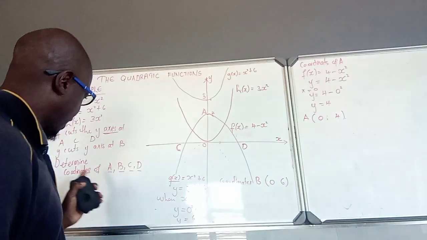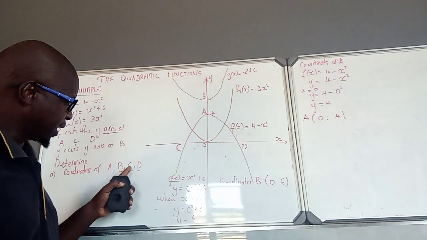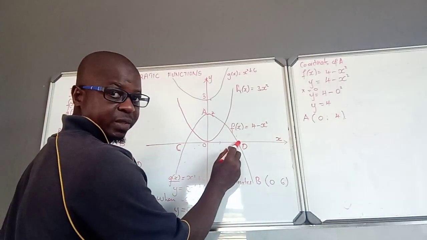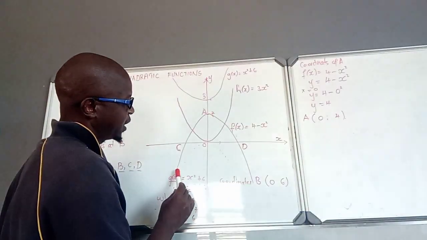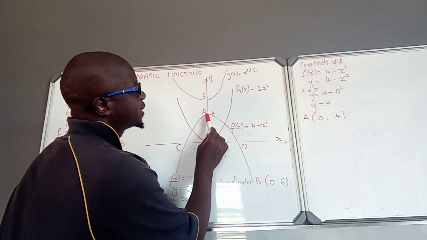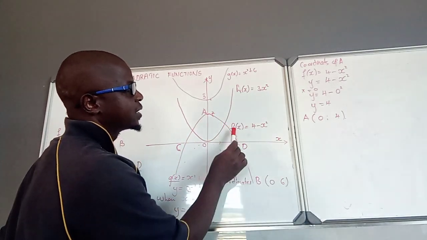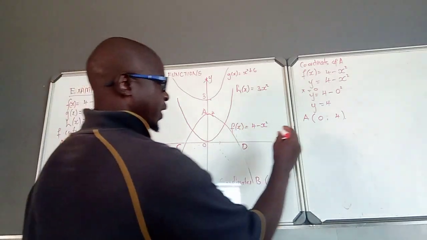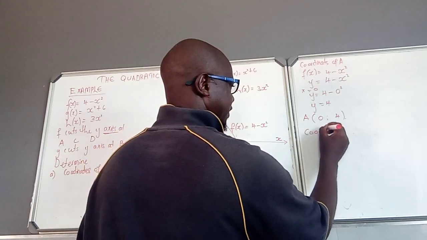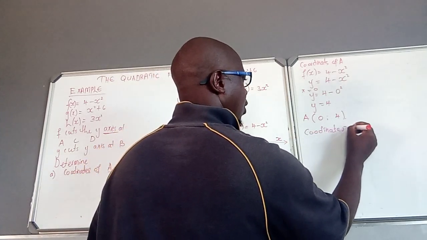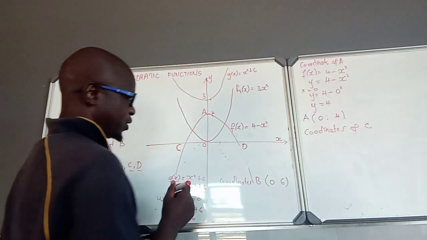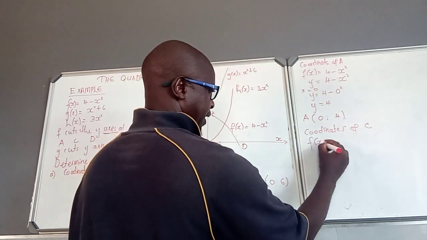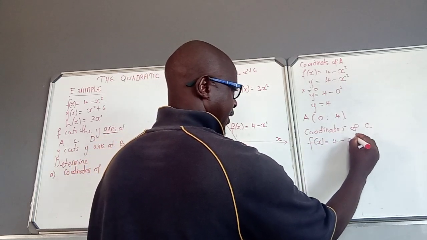We still want to go ahead and find the coordinates of C and D. So coordinates of C and D, this is where our C is, this is where our D is, and we find that these coordinates lie on this function, f of x is equal to 4 minus x squared once again. So for the coordinates of C and D, what equation are we going to use? We're going to use the function f(x) is equal to 4 minus x squared.